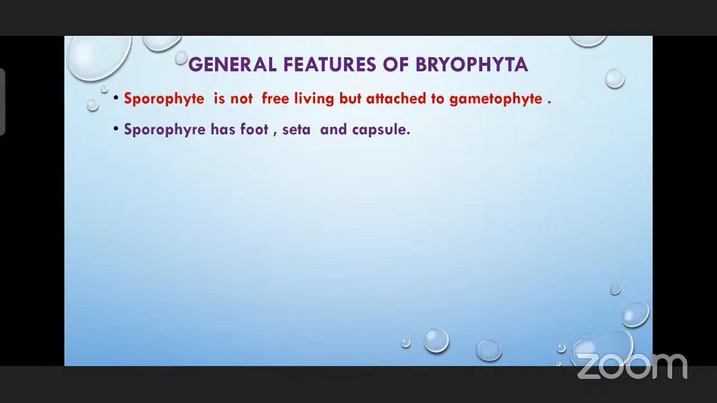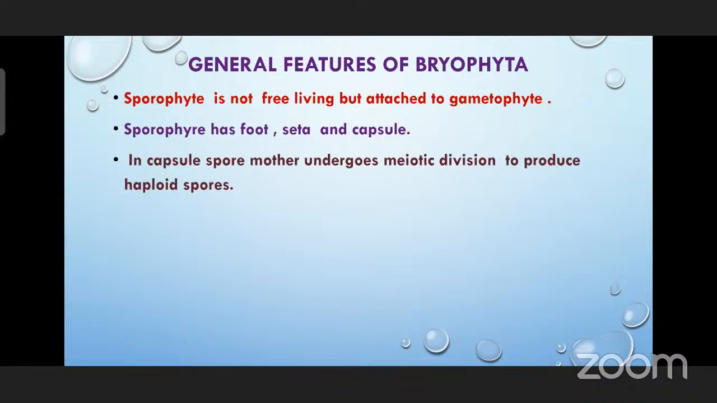And the sporophyte has foot, seta, and capsule. The bottom base is called the foot, the long slender filament-like structure is called the seta, and there is a capsule-like structure at the top. In this capsule the spore mother cells undergo meiotic division and the spores are released. So in the capsule, spore mother cells undergo meiotic division to produce haploid spores.